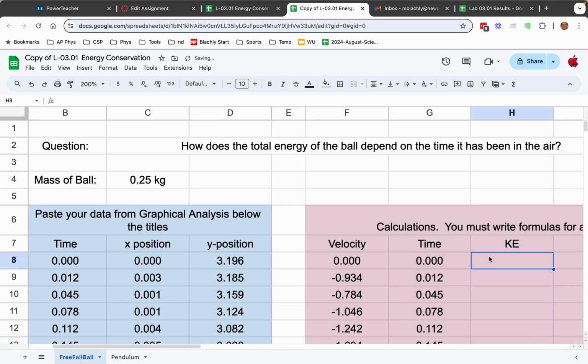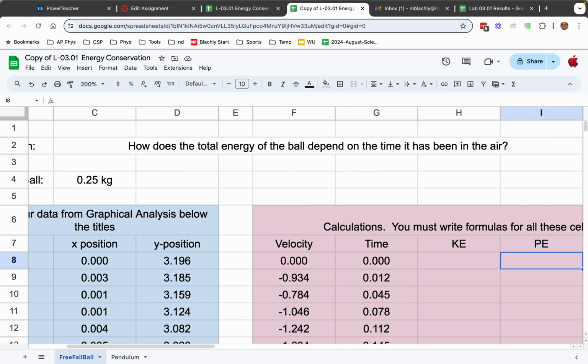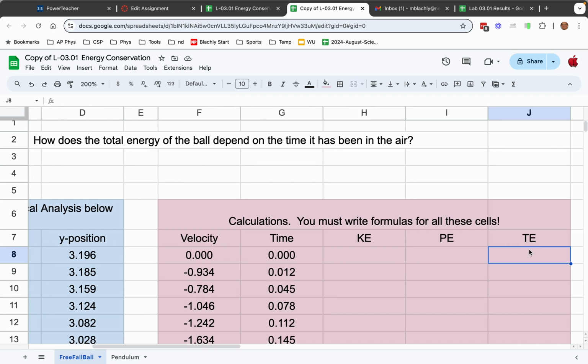You're going to have to write a formula for the kinetic energy. The kinetic energy uses the mass, and it also uses the velocity, so it will use this cell here. You'll have to calculate the potential energy. Potential energy uses G and the mass and the height, and the Y position here is the height. So use that to calculate the potential energy. And then the total energy is the sum of the kinetic plus the potential. So that's how you can do the calculations.